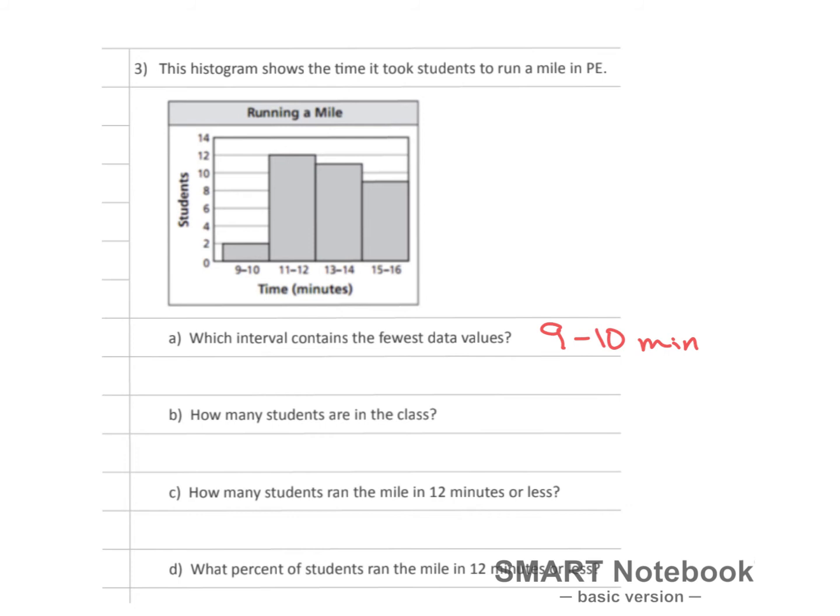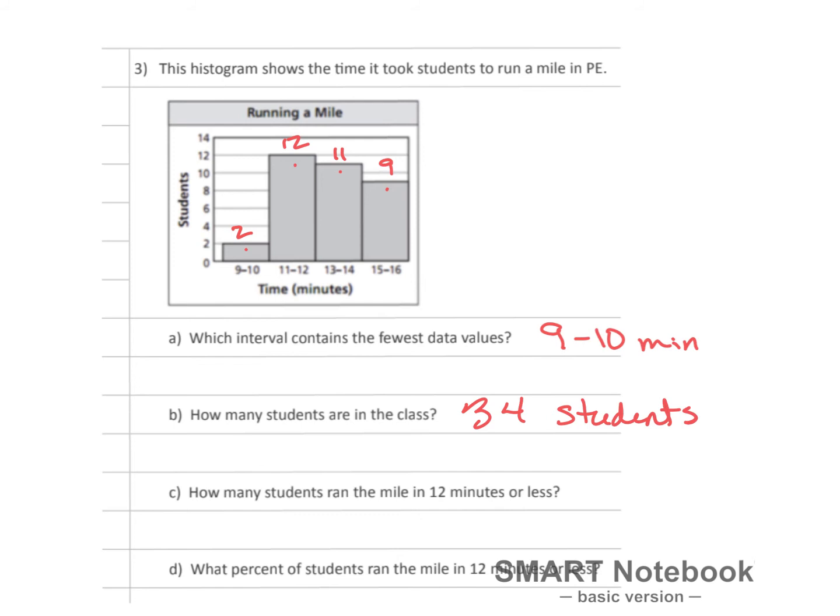How many students are in the class? Well, we have 2 that went 9 to 10. We have 12 that ran at 11 to 12. We have 11 that ran at 13 to 14. And we have 9 that ran at 15 to 16. So if we add that up, 9 plus 11 is 20, plus 12 is 32, plus 2 more, we have 34 students in the class.